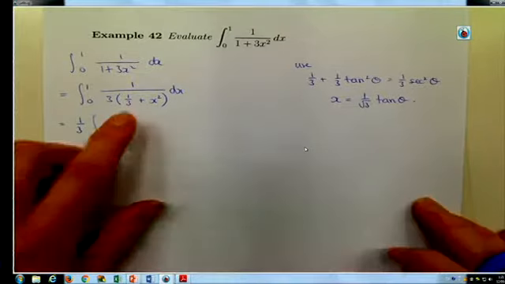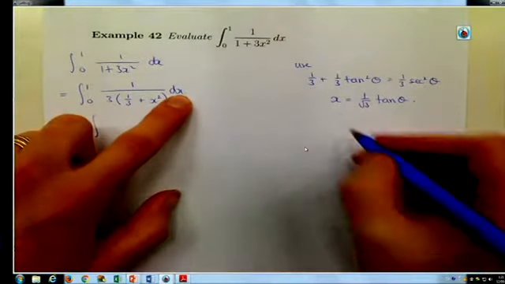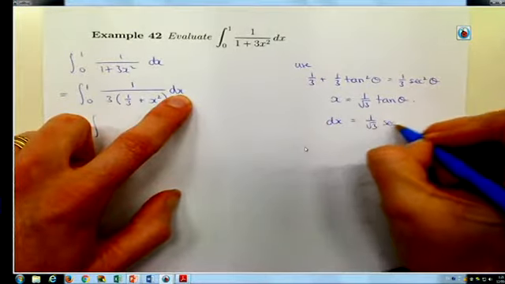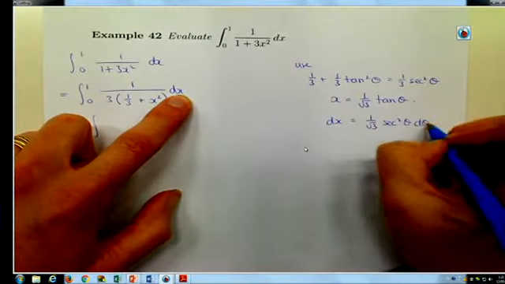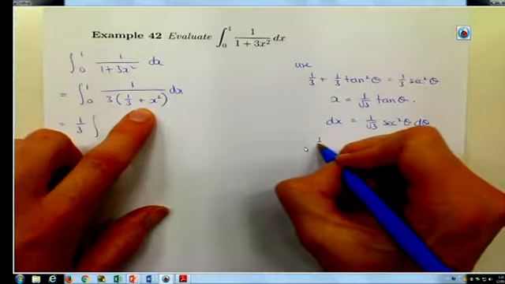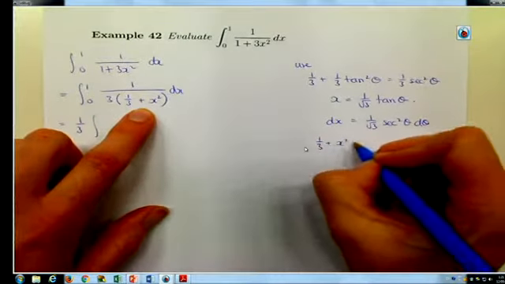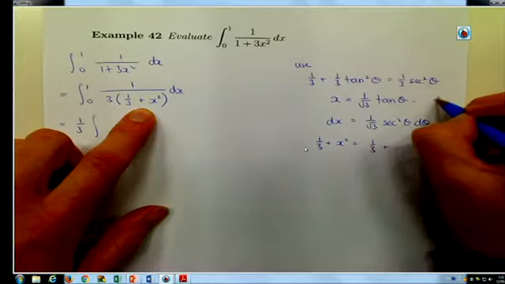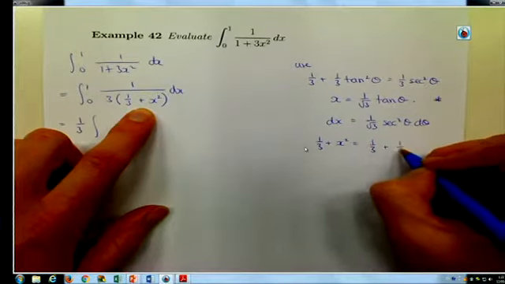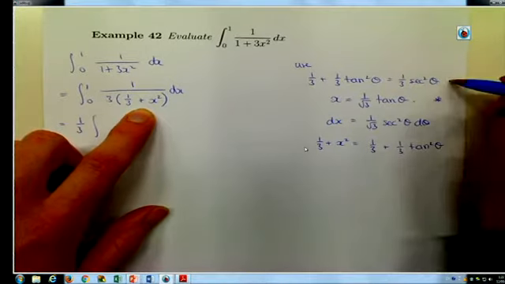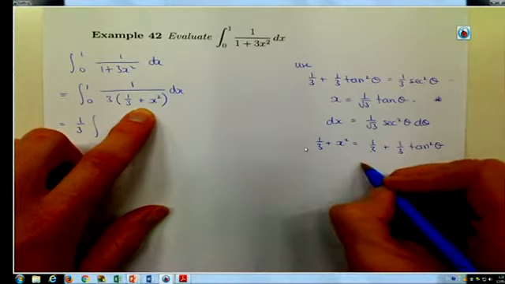Okay, now we need to substitute for dx, so let's figure out what that is. There we go. And we need to substitute this thing on the denominator. So it will be a third plus, now x squared. X is this thing here, so that gives us a third tan squared theta. And now I get to use the identity that I picked and change that into a third sec squared.